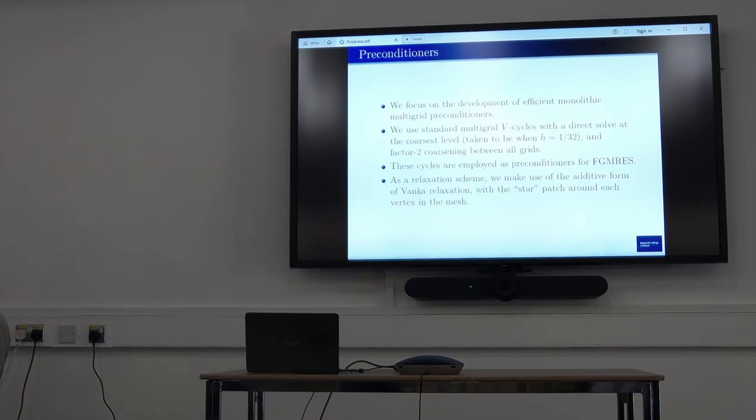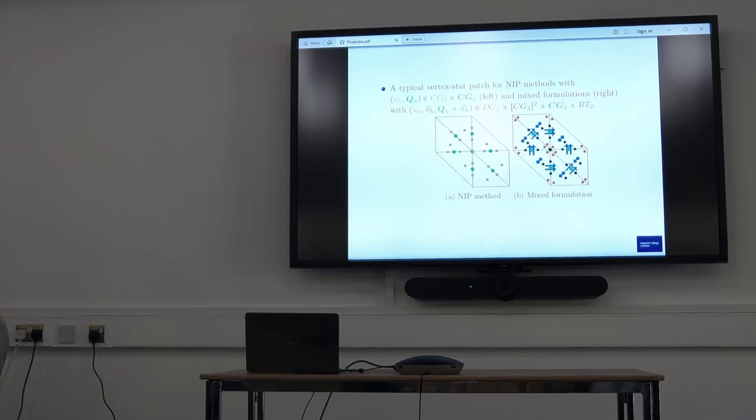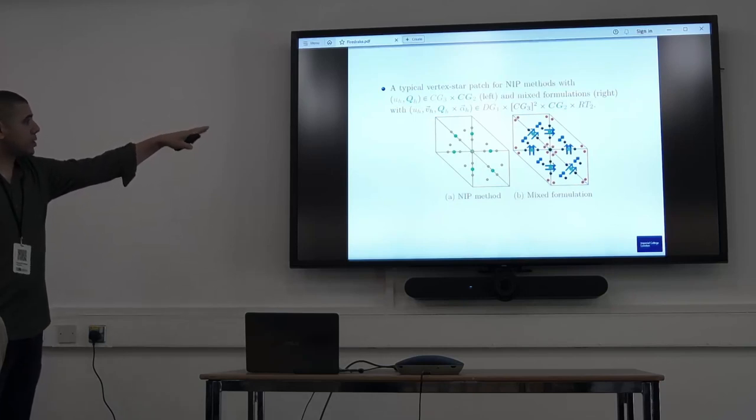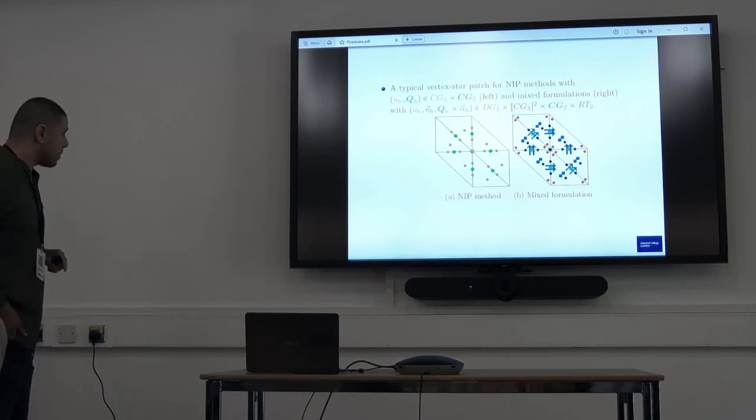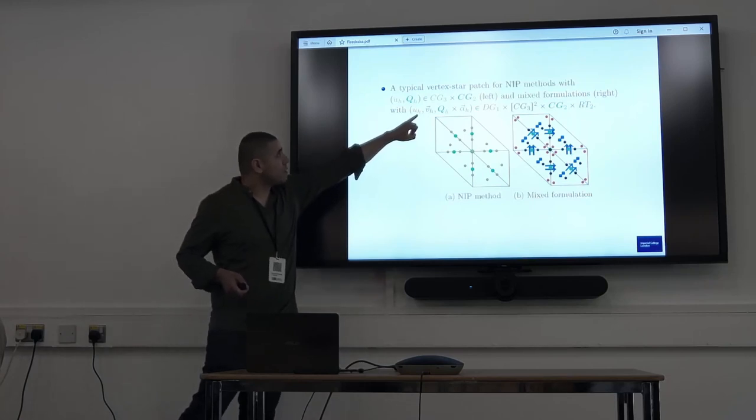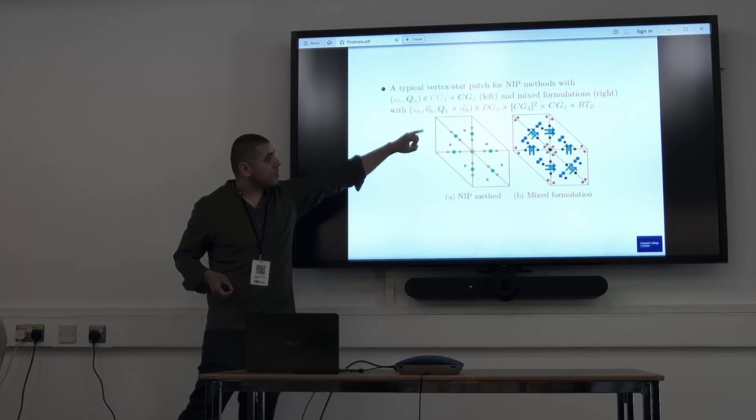As a relaxation scheme, we may use the additive form of Vanka relaxation with the star patch around each vertex. These are the typical vertex star patches for both the non-symmetric interior penalty discretization and the mixed formulations, when U_h, Q_h are in CG3, CG2, and U_h, V_h, Q_h, alpha_h are in DG1, CG3 squared, CG2, and RT2, and the colors are consistent. For example, U_h in DG1 in red, so the red degrees of freedom represent U_h, and similarly for all other variables. I would like to point out that Q_h is in CG2 squared. It's a typo here, and V_h is also in CG3 squared.